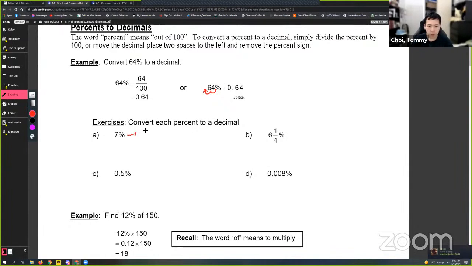So when it asks us to convert each percent to a decimal, right? Of course, there's 2 ways to do it. You can do 7 divided by 100, and that's going to give us 0.07. When you have something like this, you have a quarter, right? Convert this first to 6.25%, and then you can divide that 6.25 by 100, and you get 0.0625 as your decimal. And there it is.